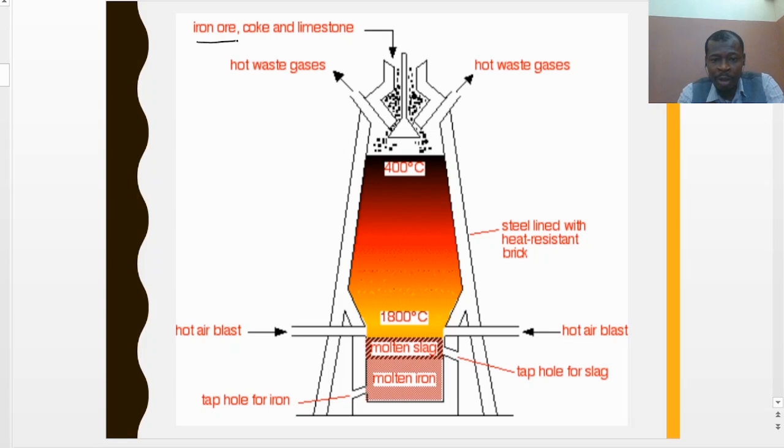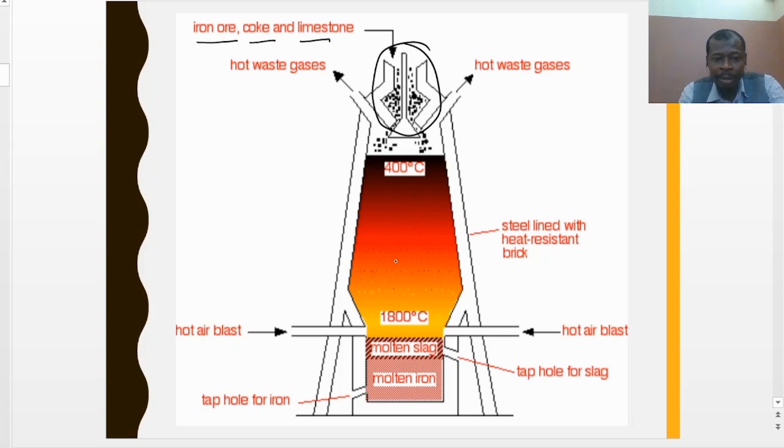We are going to have the iron ore, the coke, and the limestone all placed from the top of the blast furnace. So we can see here the blast furnace, all the reactants, the materials needed for us to do this extraction, are inserted into the top part of the furnace.